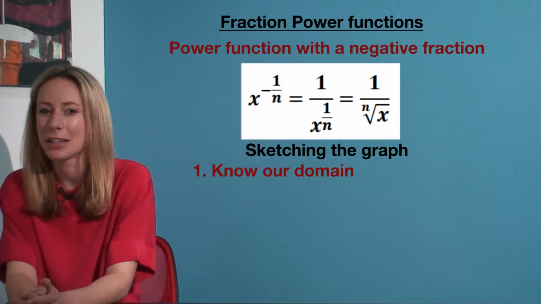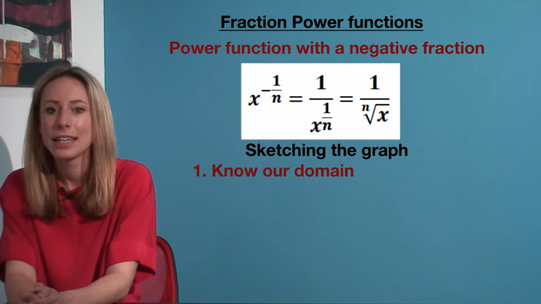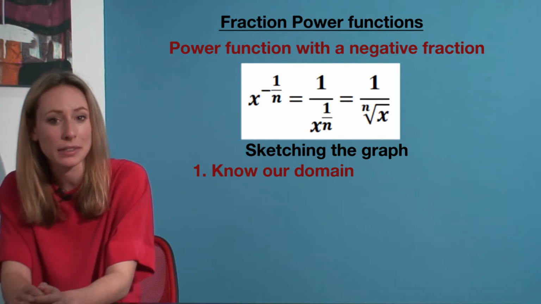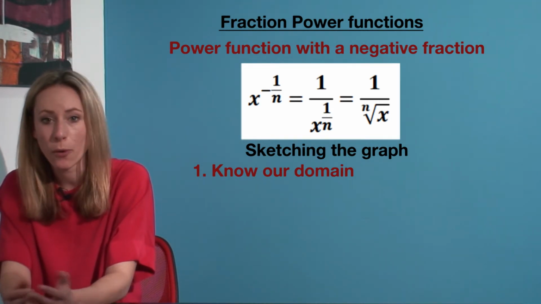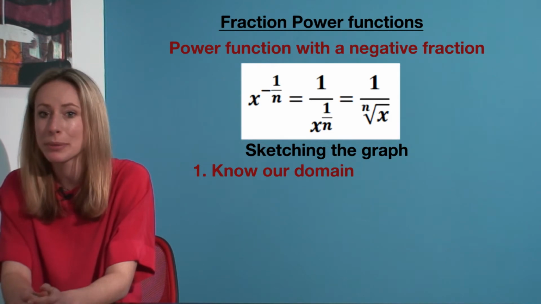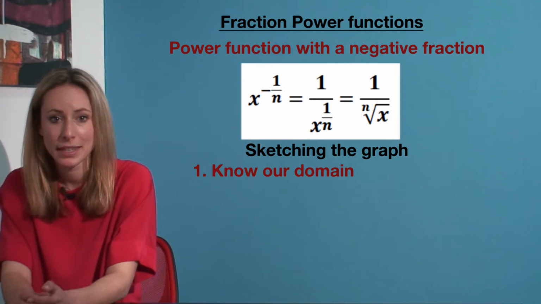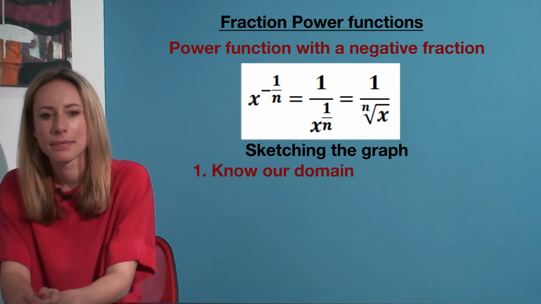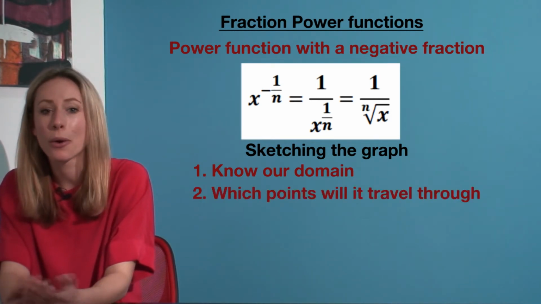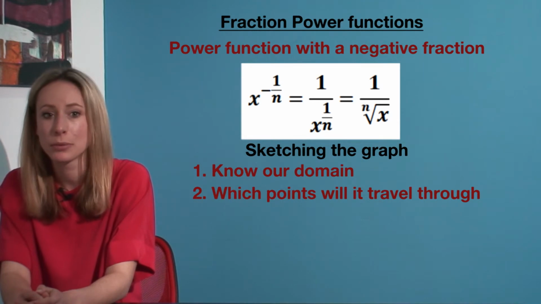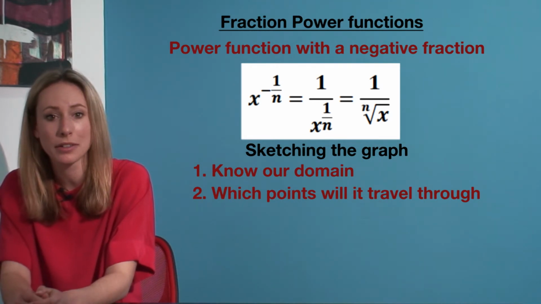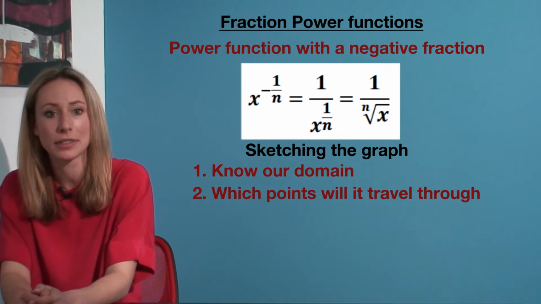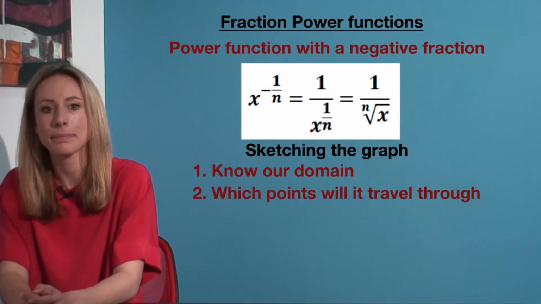The main difference here from the positive power fractions is that the domain does not include 0, since we can never have a number divided by 0. As we saw before, when n is even, the function will be only in the first quadrant, and when n is odd, it will be in the first and third quadrants. Our second step is to realise that all these negative fraction power functions will travel through the coordinates x equals 1 when y equals 1. The odd functions will also travel through x equals -1 when y equals -1.